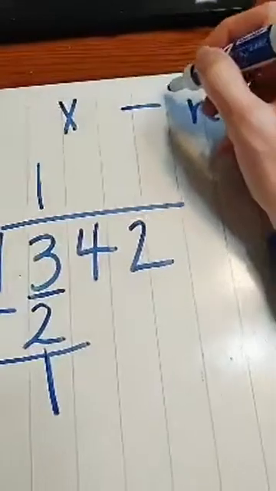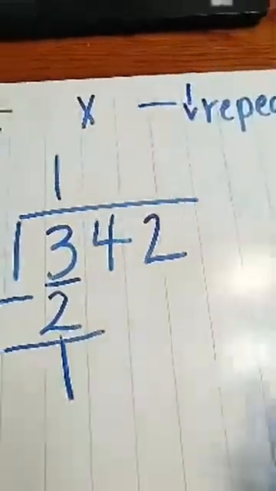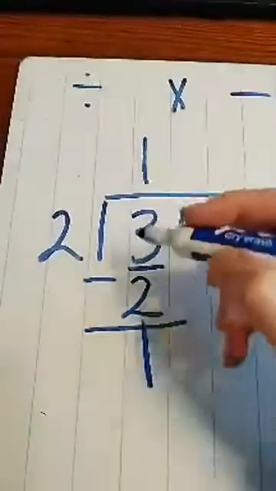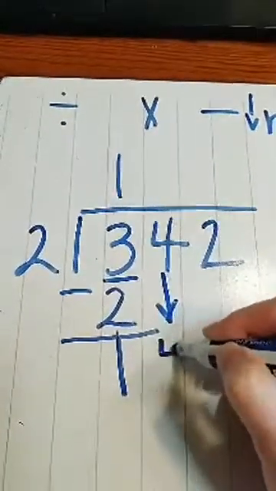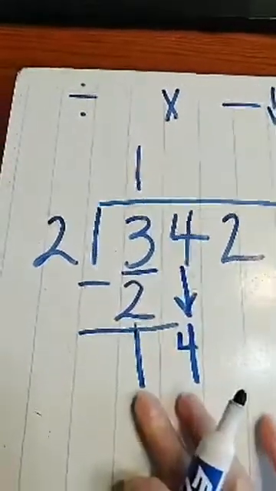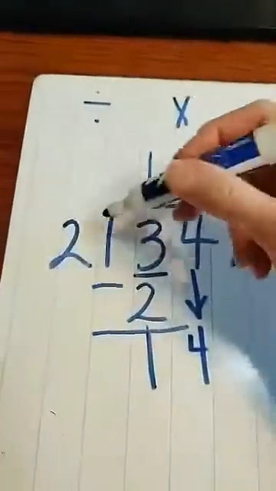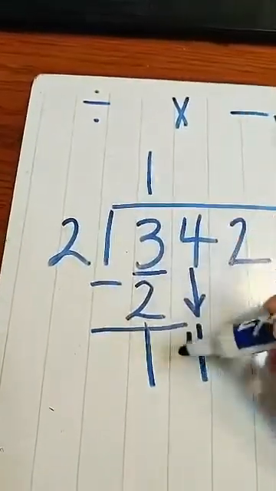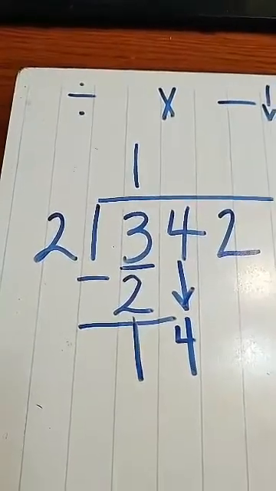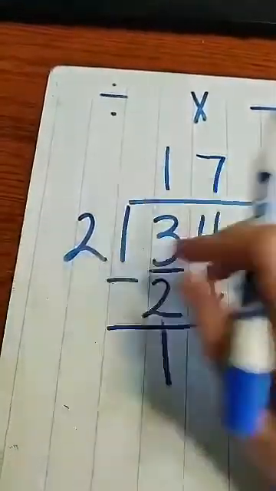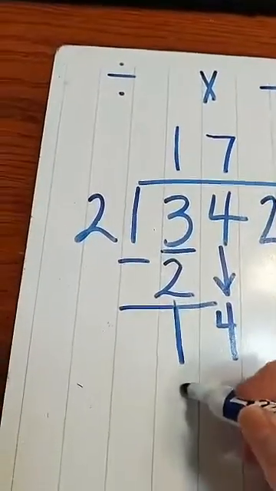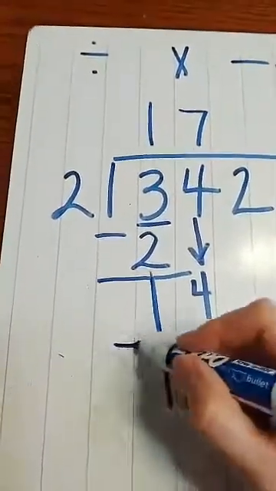Oh, I think I forgot a step. We need to bring it down. So now I said we're going to bring a number down. So I have 14. We're going to start over. We're going to divide. How many times does 2 go into 14? You got it. It goes 7 times. So we multiply. 7 times 2. You're right, 14. So we subtract.